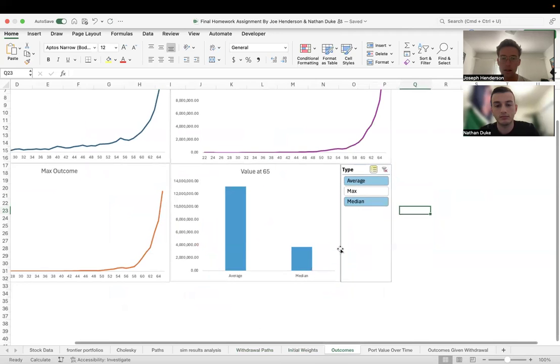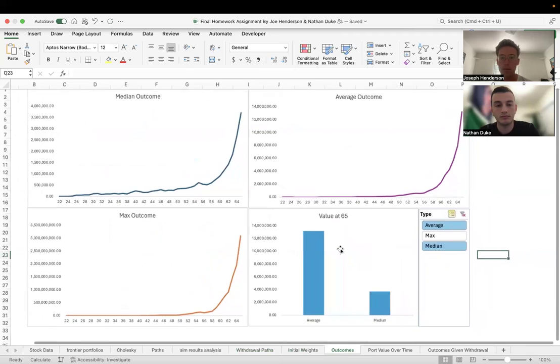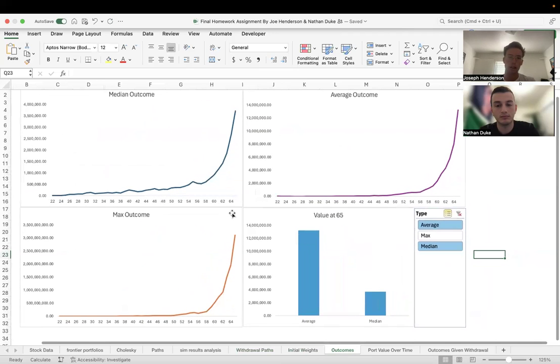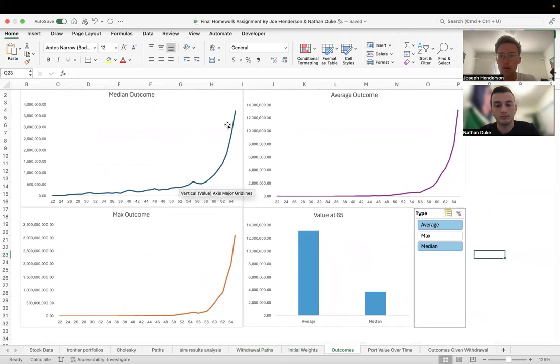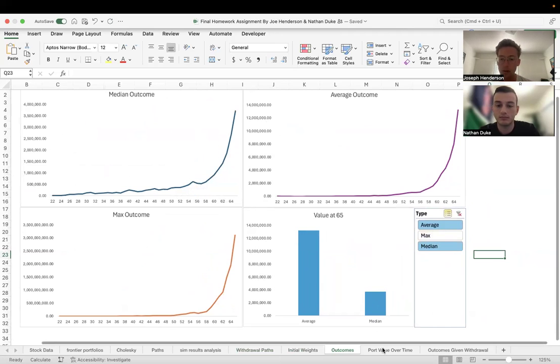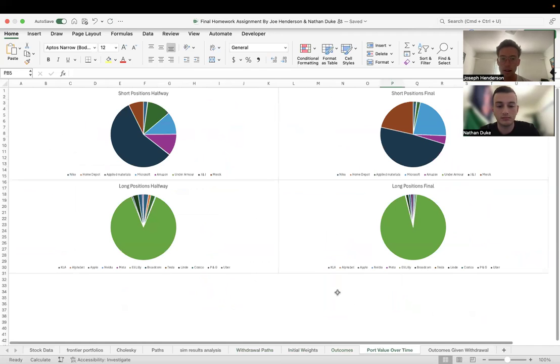And then here are some of the outcomes that we showed earlier. This is without withdrawal: the median outcome, the average outcome, the max outcome. As you can see here, here's the total value, and that's how they progressed over time. Now moving on to our next dashboard.